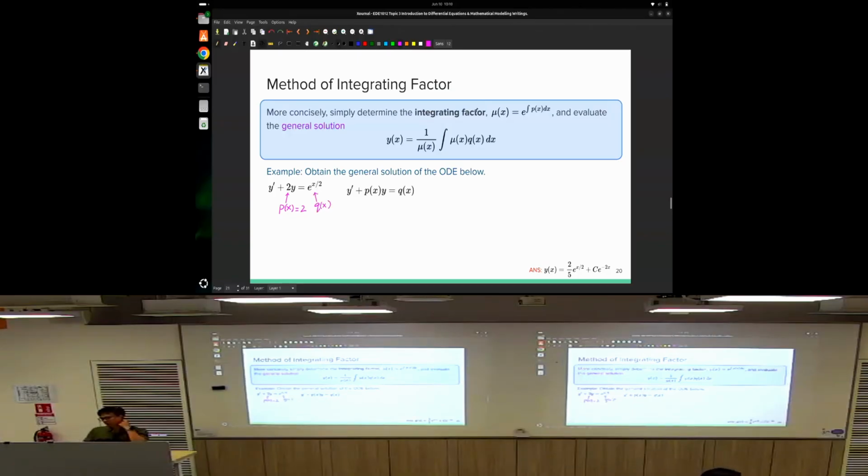Okay, step 1. Find the integrating factor. So mu of x equals e to the integral of p, which is just 2, dx. Integrate 2, just get 2x. So the integrating factor is e to the 2x. Step 1 done. Step 2, write down the solution, the general solution.